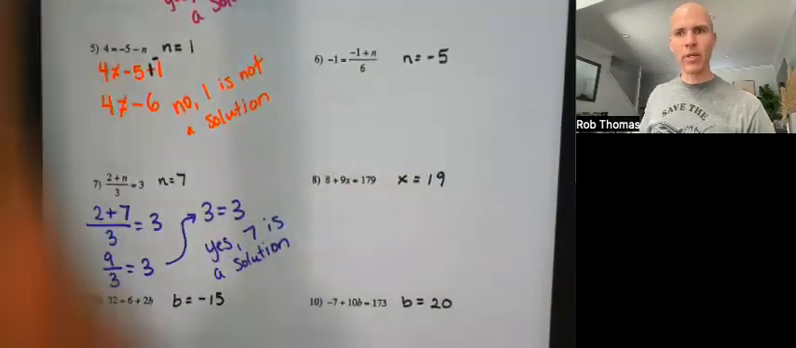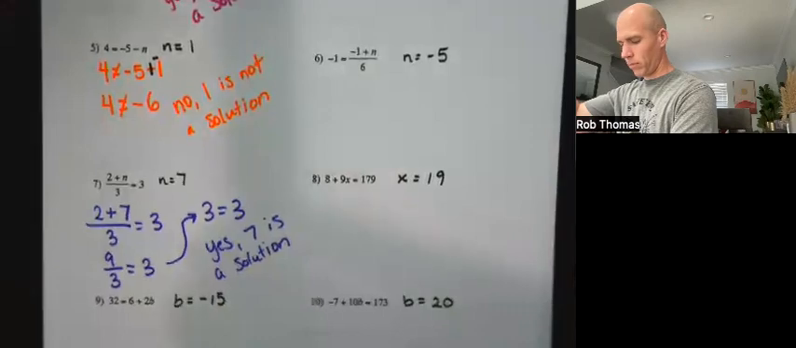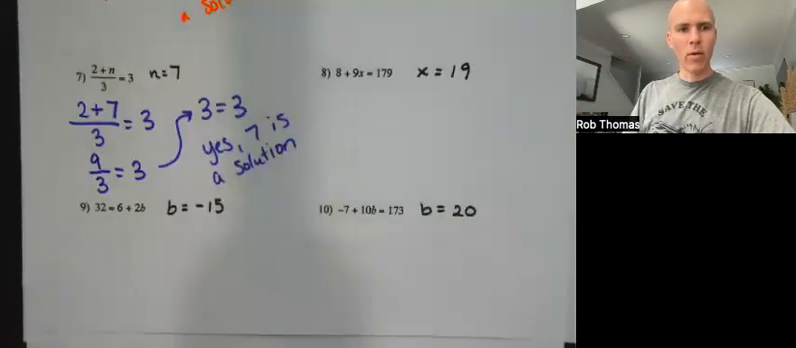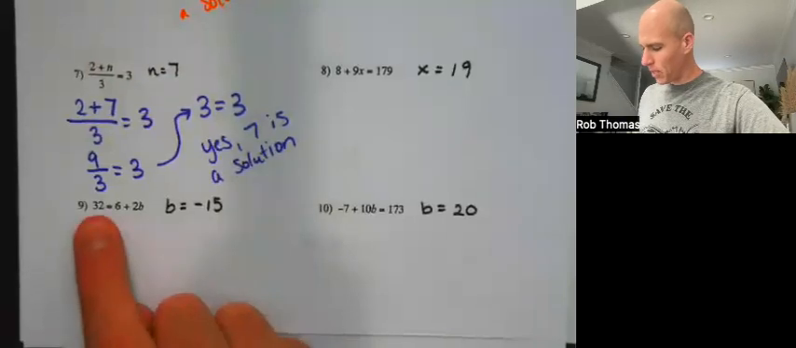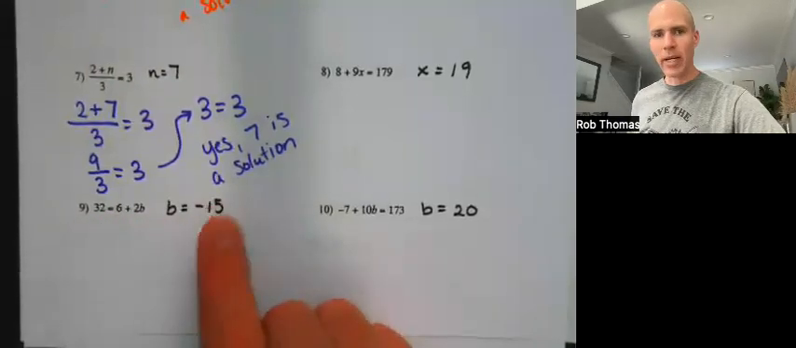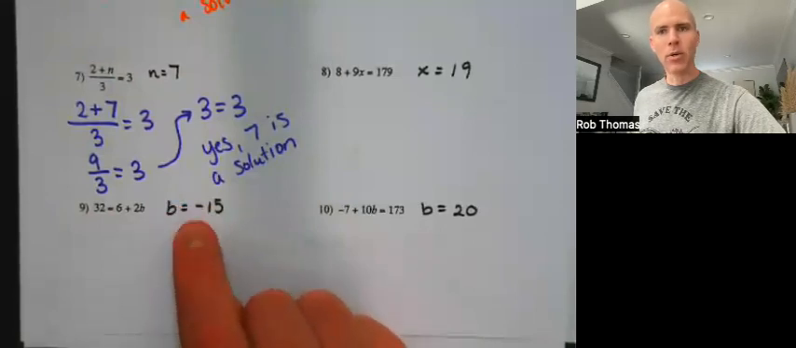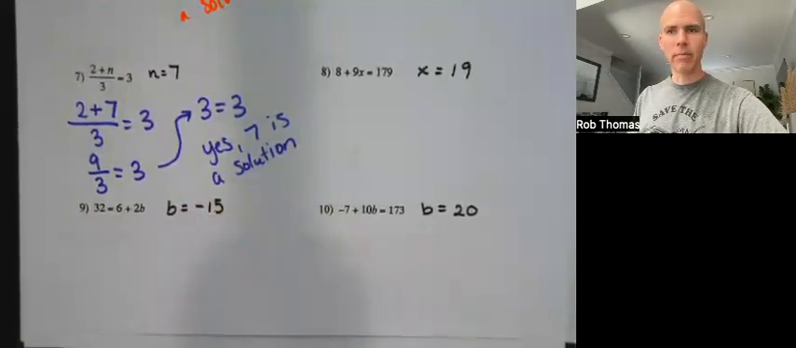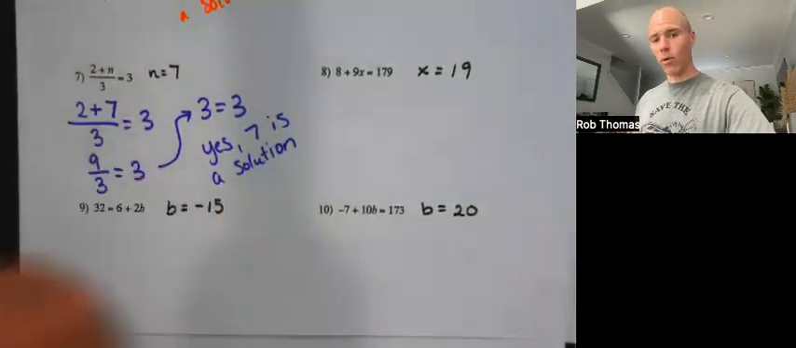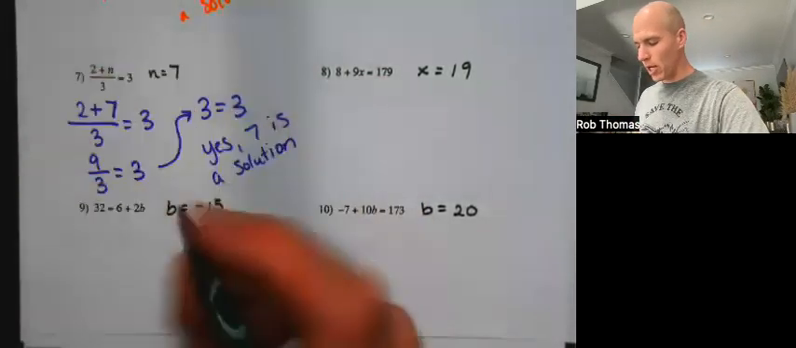All right, let's do one more. We got 32 equals 6 plus 2b, and we are being asked to verify whether or not b equals negative 15. So let's try it out. Let's substitute negative 15 for b, rewriting the whole equation the way it is, just with that one change.